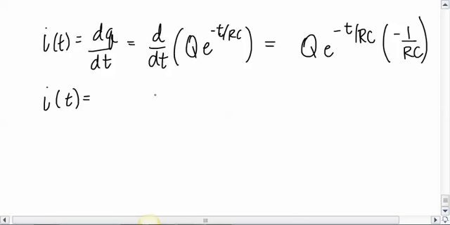All right, so that would be what? Negative q over RC e to the negative t over RC? Yes.